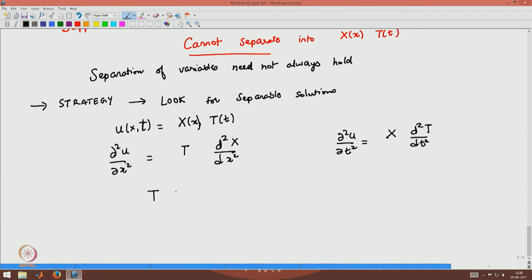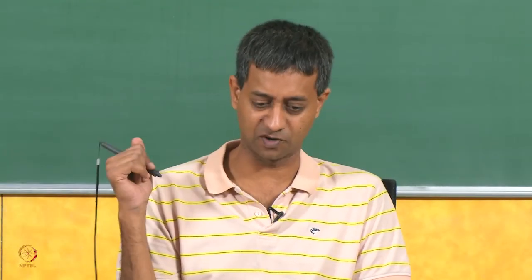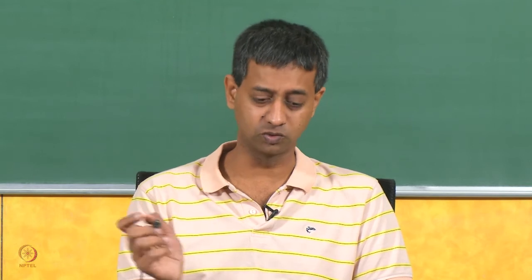T times d²X/dx² is equal to 1 over v² times X d²T/dt². So our wave equation, once you make that substitution, has this form. So what can you do?